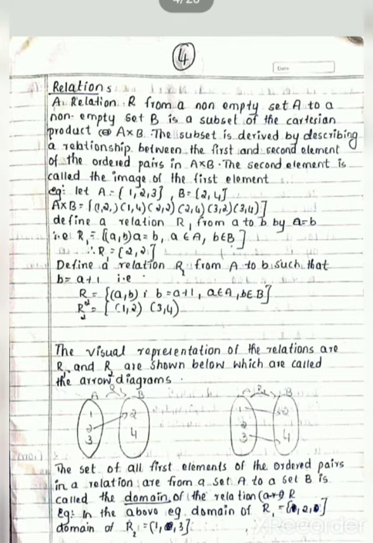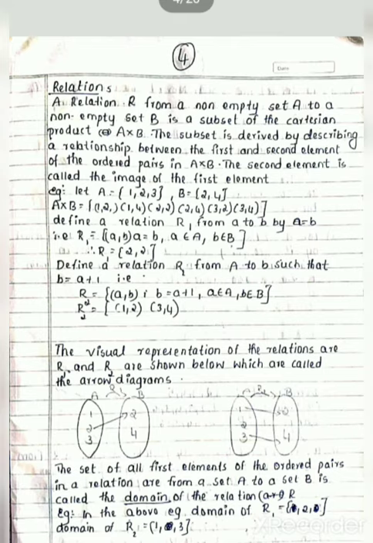Next element is (2, 2). This is also not. (2, 4)? No. (3, 4)? Yes, (3, 4) is a member of R2 because 4 is 1 more than 3. I hope you understood.